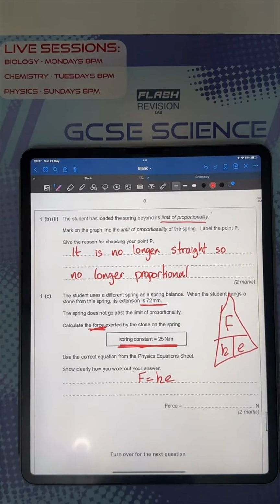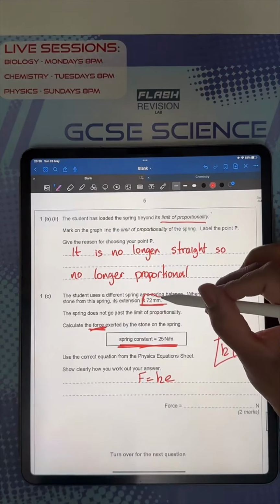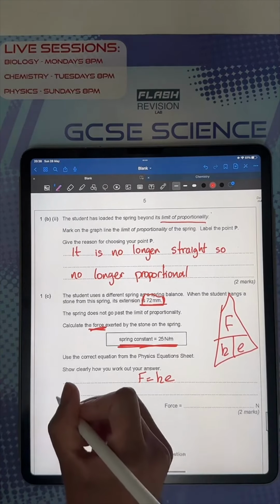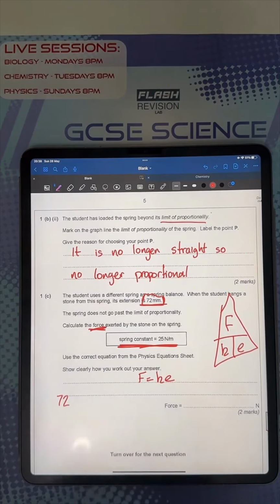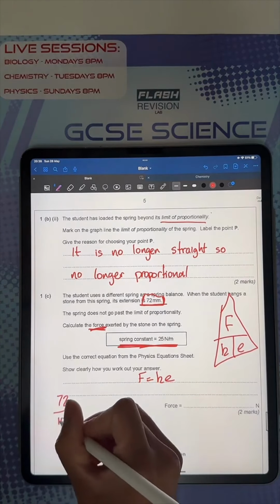What else do we need to do here? What do we need to remember? Yep, millimeters to meters. Don't forget that. Every time you're doing a calculation, always remember in your head the steps: write the equation, do the conversions, then put the numbers in. Conversions. 72 millimeters, how do we turn that into meters? Yeah, divide by 1,000. 72 divided by 1,000.